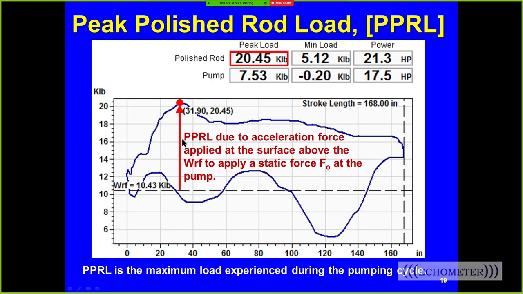Now, this peak load is due to an acceleration force applied at the surface so that we can pick up the pump load, the static pump load at the pump. And so there's what we call the F1 force. And that came out of APRP11L.